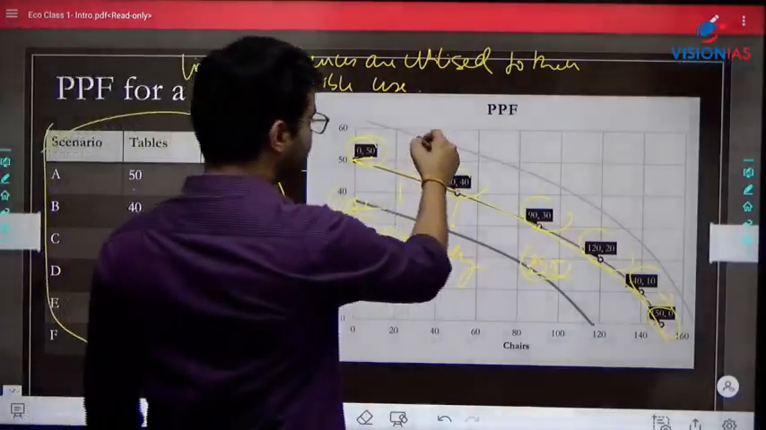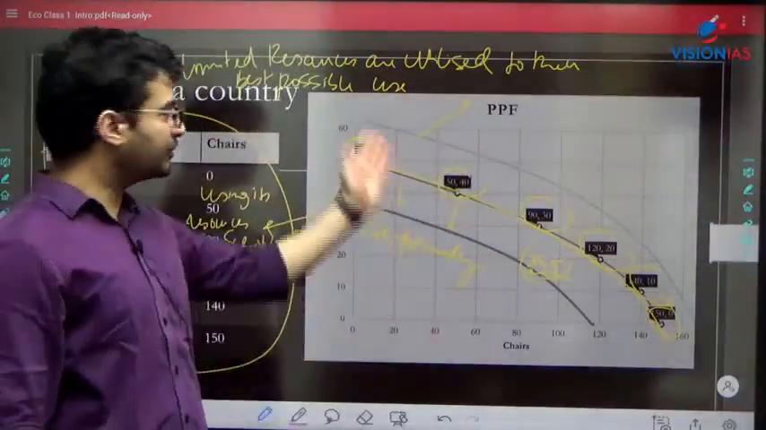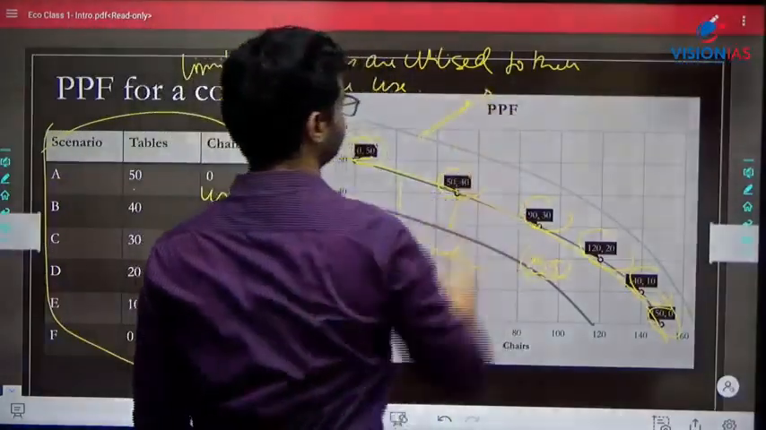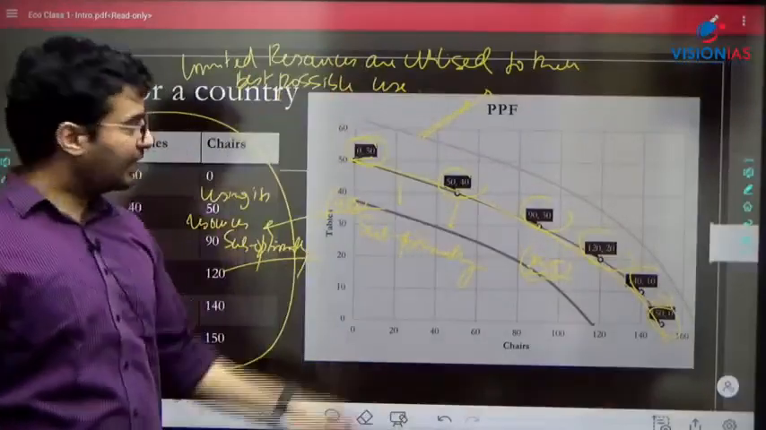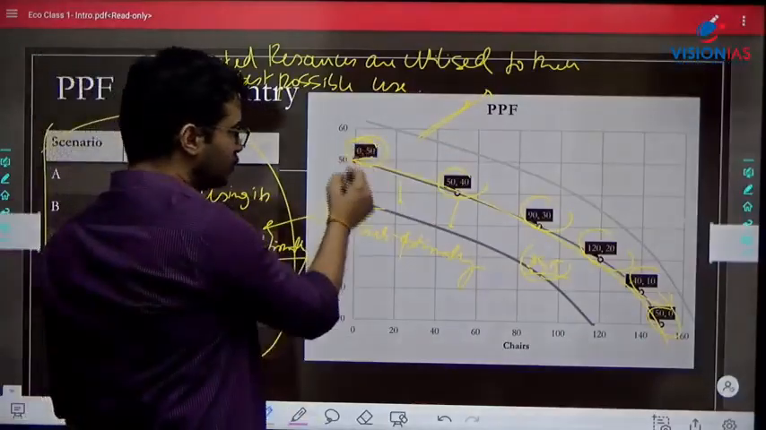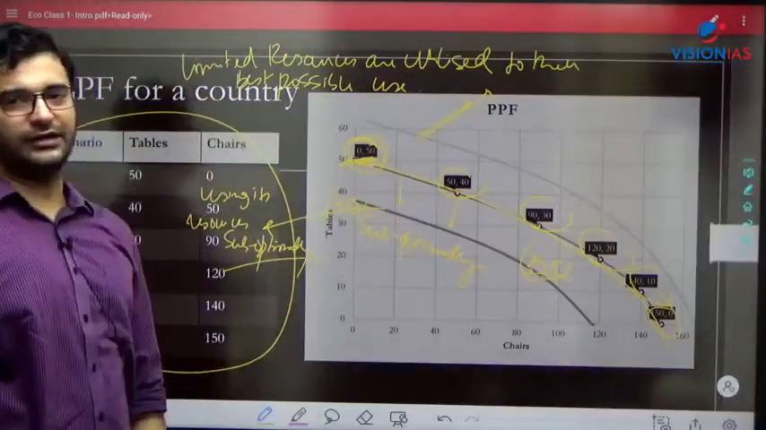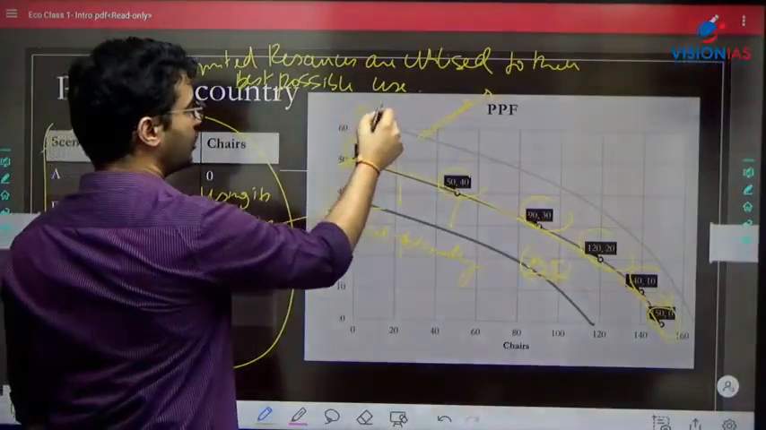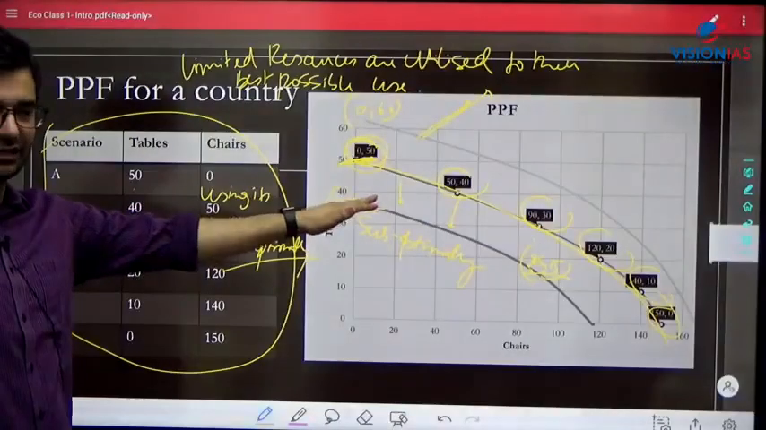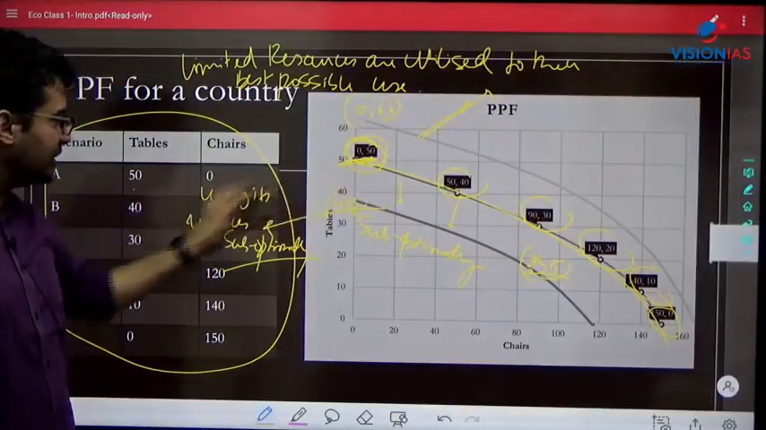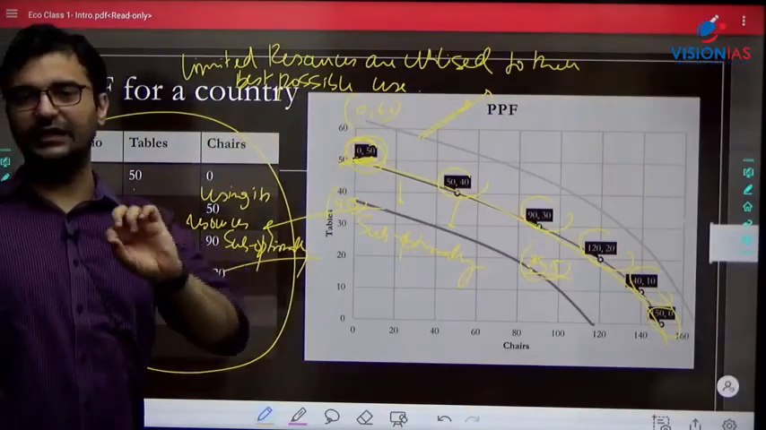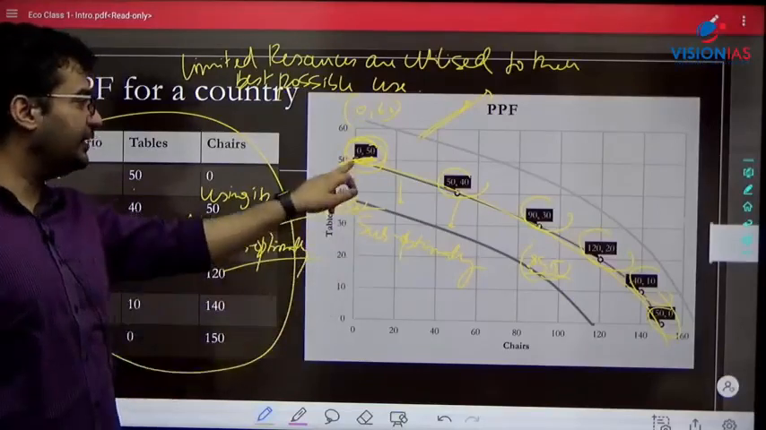Whereas if a country is producing here, if the production possibility frontier is here, if a country is producing here, then tell me, can a country produce more than this? 0,50 is the optimal allocation of country's resources. Can a country produce 0,60? If 0,50 is the optimal allocation of country's resources, given the current state of technology, a country cannot produce 0,60. In the current state of technology, in the current state of productivity, a country cannot produce 0,60.